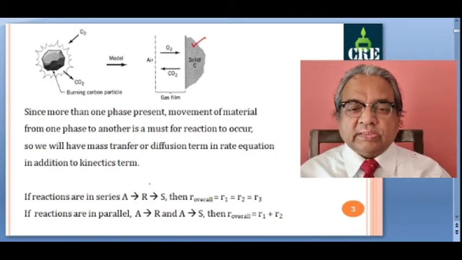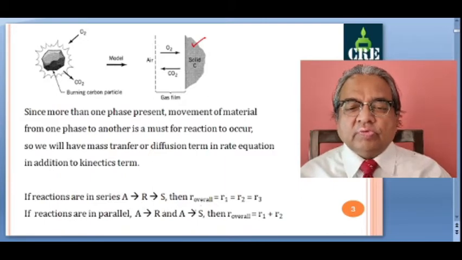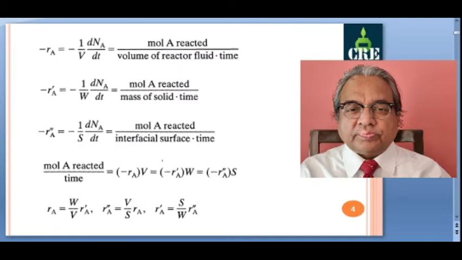If we have the reactions in series, A gives R gives S, then overall rates can be considered at steady state as R1 is equal to R2 is equal to R3. If the reactions are in parallel, that is A giving you R and A also giving you S, then overall rate can be addition of these two rates R1 and R2.